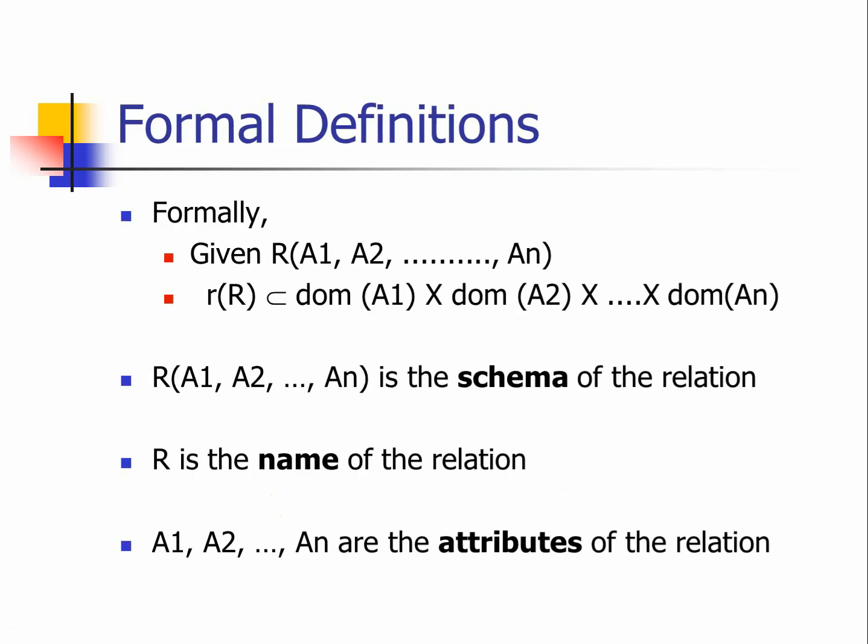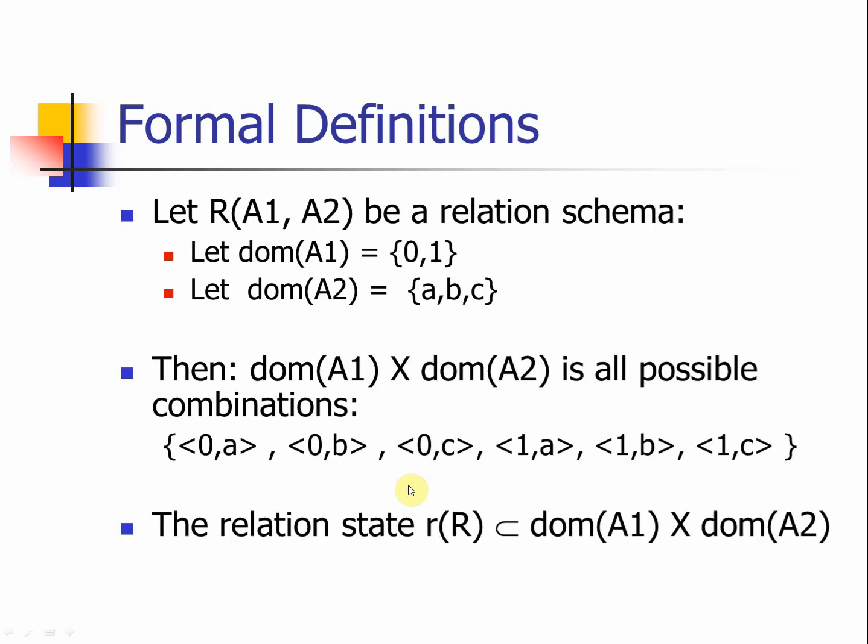Now let's look into the domain definition. Given R described by multiple attributes, and each attribute has a domain, the whole relation is a subset of the domain of A1 cross product with the domain of A2, until all the domains in the end. So R(A1 until An) is called a schema of the relation. Basically, it's how we design a relation. R is the name of the relation. A1 through An are the attributes. So let's take a look at an example to understand it.